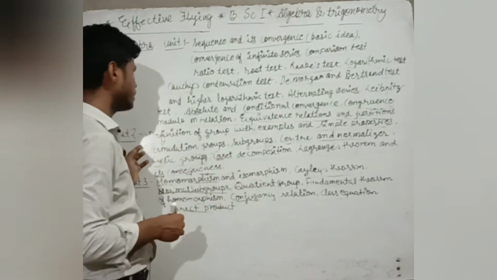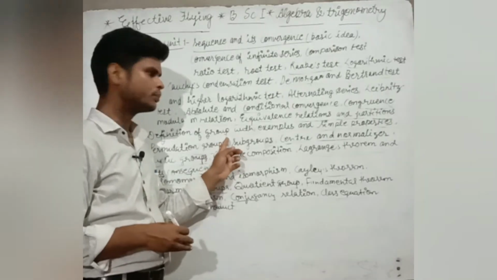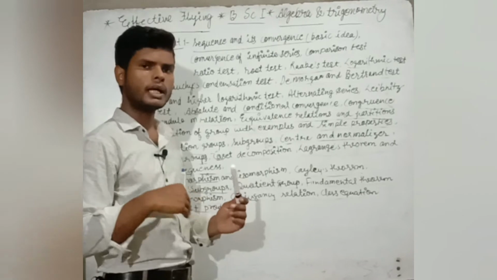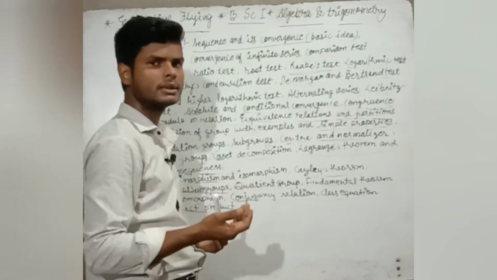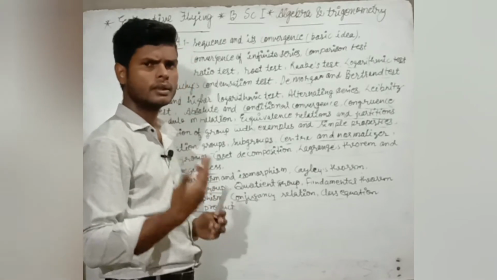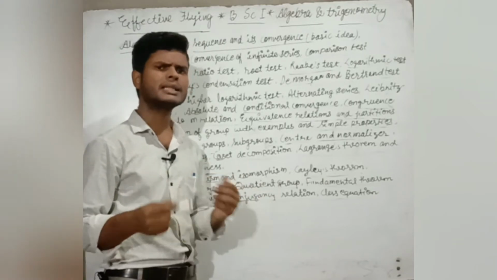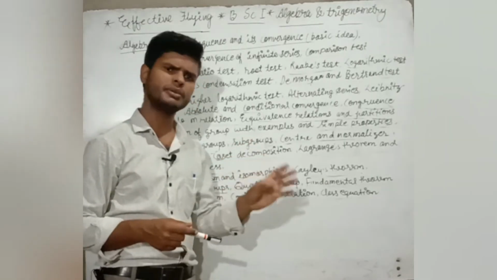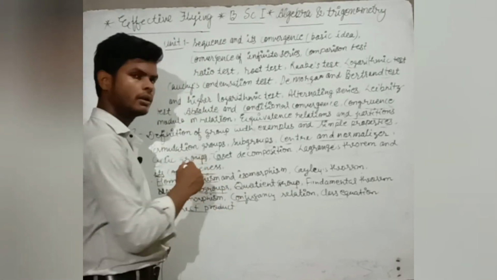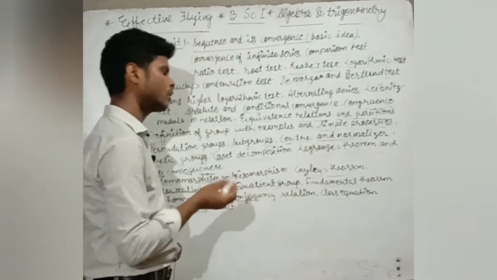So in the second unit, we will discuss definition of group with examples and simple properties. We will apply these properties on numbers, suppose natural numbers, whole numbers, rational numbers, irrational numbers, real numbers. We will discuss the simple properties of group on those numbers, and after that permutation group, subgroups, center and normalizer of a group.